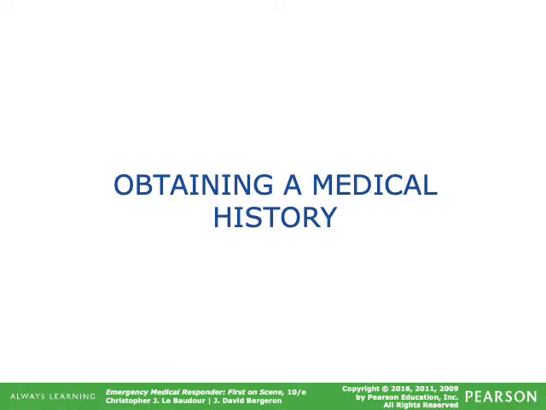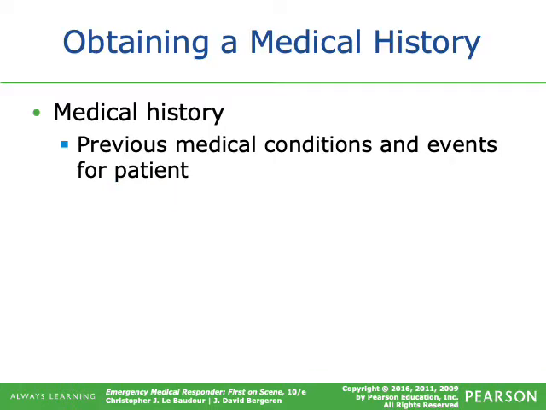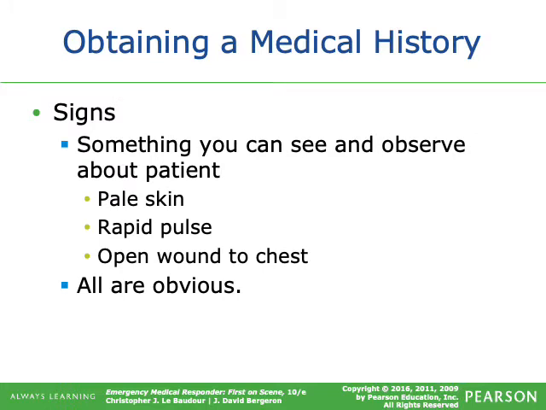Alright, obtaining a medical history. Medical history is a list of previous medical conditions and events for a patient. Signs. These are something you can see or observe about the patient, such as pale skin, rapid pulse, open wound to the chest. They're all going to be visibly obvious.